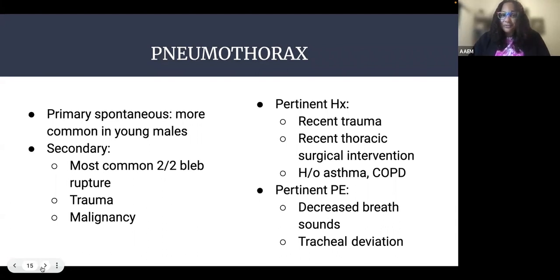Pertinent history for anyone where you're considering a pneumothorax: Do they have recent trauma, a recent thoracic intervention? And do they have a history of asthma or COPD? Other physical exam findings, do they have decreased breath sounds? Do they have tracheal deviation? The other thing to remember is that on the boards, Marfan syndrome is associated with high rates of spontaneous pneumothoraces, although we don't see a ton of Marfan syndrome in the ED, something to consider.